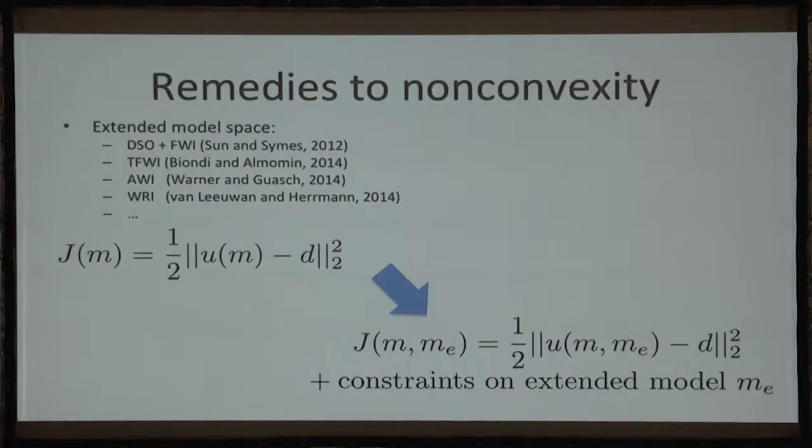Then in this extended space, the objective function is much smoother and more convex. But in the end, you want to minimize the energy spread along these extended axes so that you get the physical model back. And in the later talks today, Mike and Felix are going to talk about AWI and WRI, where the extended model is either in the data space as a Wiener filter or in the wavefield space. In all these methods, you dramatically increase the size of the model space, and you dramatically increase the computational cost of full waveform inversion.